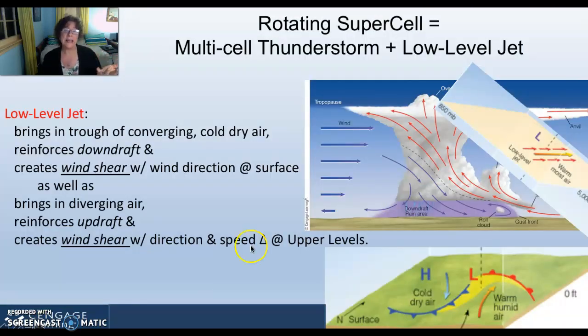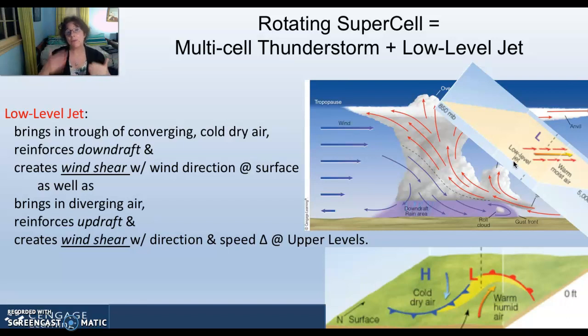We're bringing in a low-level jet into a supercell thunderstorm that will help us with the rotation. So when I say a low-level jet, I mean a low-level jet. You're used to a jet stream at about 300 millibars of pressure, up at around 15 kilometers. This is a low-level jet, and it's slower, but it's still potent at about 1.5 kilometers up.